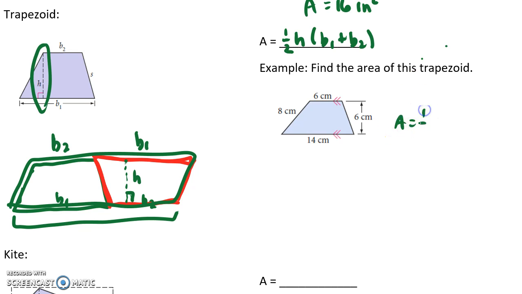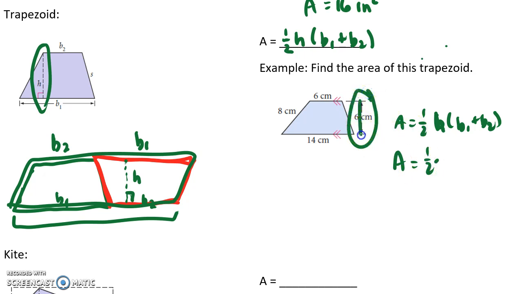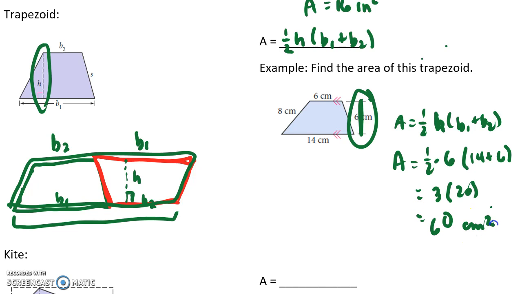The area is 1/2 height, times the sum of the bases. So the height is 6 because it's showing you a perpendicular distance. The bases are 6 and 14 centimeters. Half of 6 is 3. 14 plus 6 is 20. 3 times 20 is 60, and it's square centimeters.